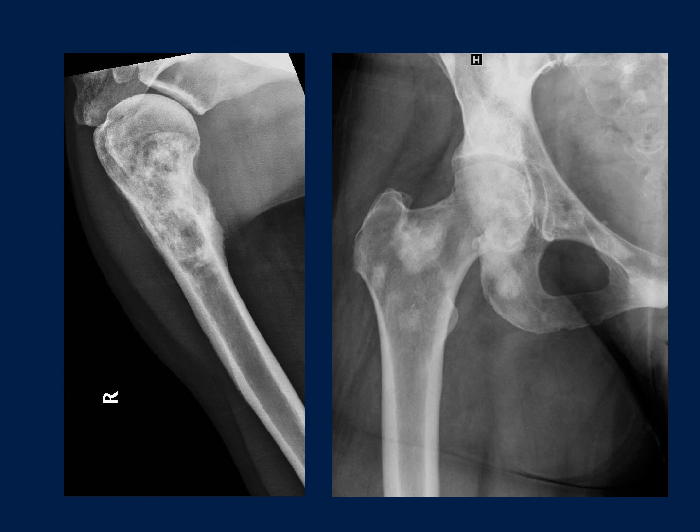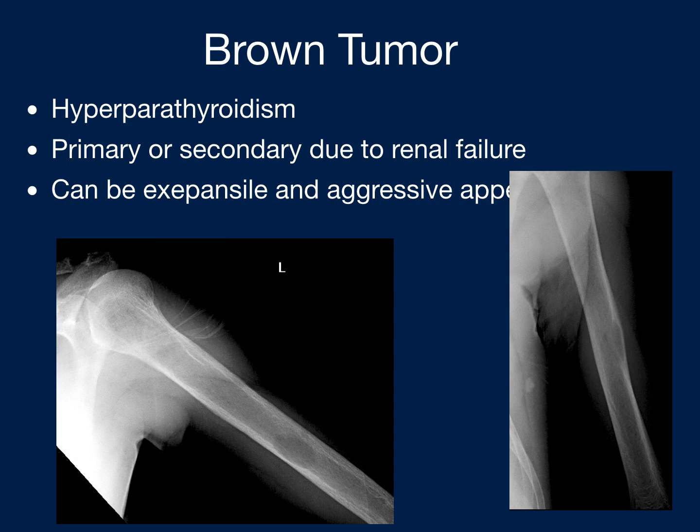More examples. This is an example of sclerotic mets. And a brief word on brown tumors. They're actually not true neoplasms. They're more common in primary hyperparathyroidism, but since you see more patients with renal failure, if you're going to see them, it's more likely secondary. They can appear aggressive, and they can be hard to tell from giant cell tumor or fibrous dysplasia.